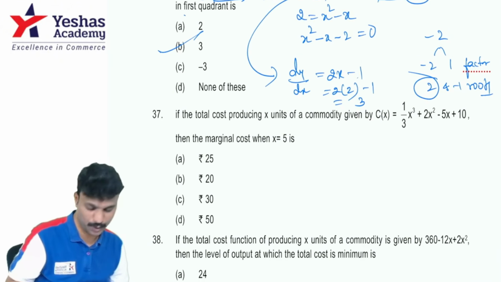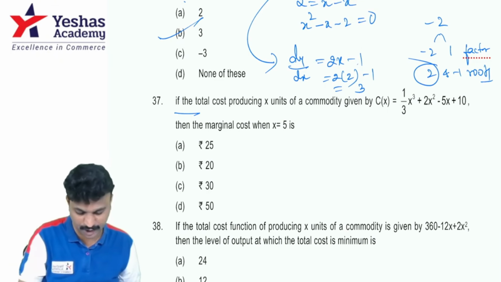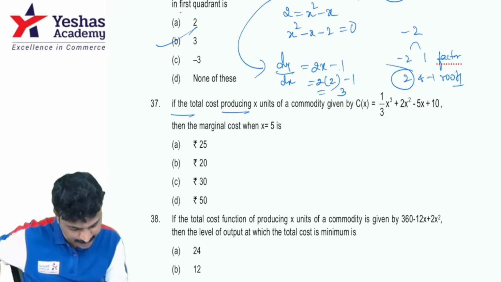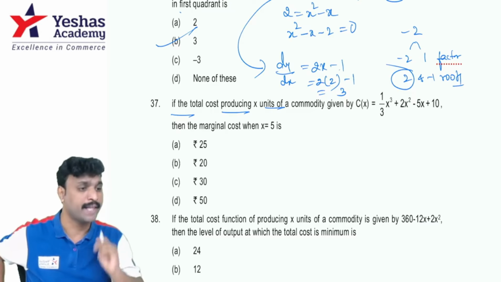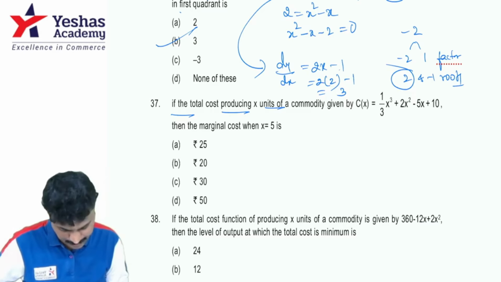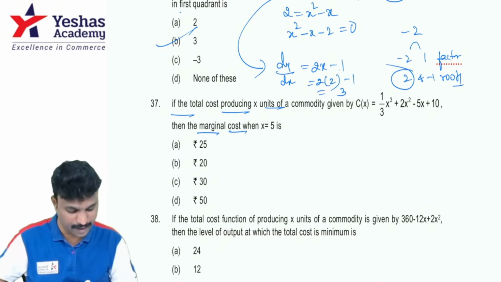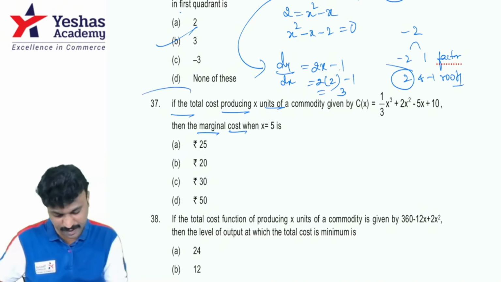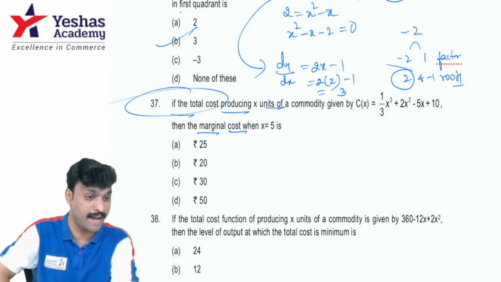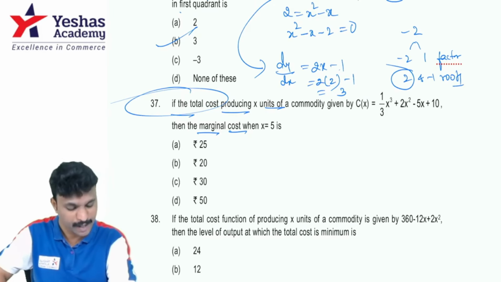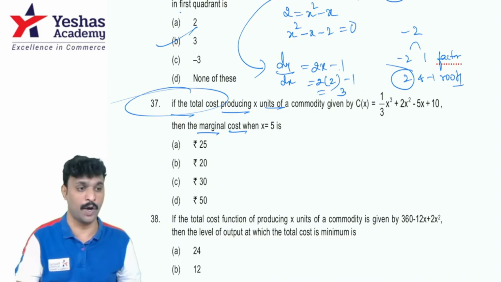Guys, moving on to the next question, question number 37. If the total cost of producing x units of a commodity is given by, they have given the cost function, they are asking us to find the marginal cost when x is equal to 5. Guys, even this question, the solution is given as wrong by ICAI material. So I'll tell you what is the mistake in the options.